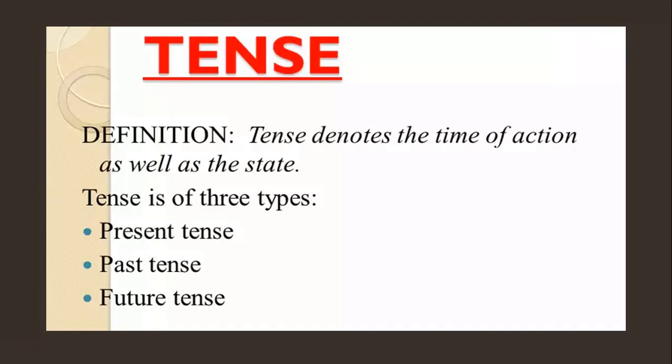Then if we come to the past tense, a past tense is used to express actions or states which took place or existed at some time in the past. That means something that is not happening right now, but it has happened in the past. The future tense is definitely something that has not happened yet. It will be happening in the future, or maybe it is planned to happen in the future. So these are the three types of tenses that we have.